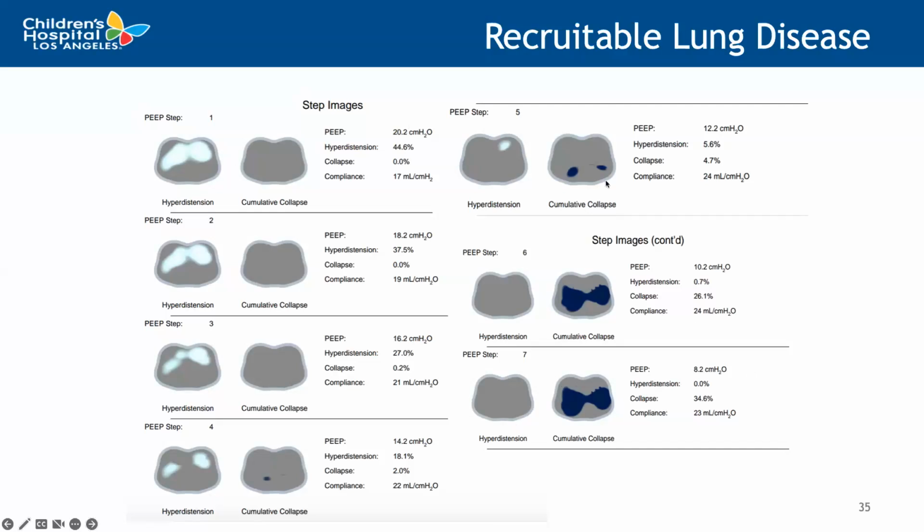And in doing so, they start to have quite a bit of lung collapse occurring at the lower PEEP levels. So even at a PEEP of 12, they're starting to have some collapse in those posterior areas of the lung, with a total collapse of about 35%, so pretty significant, suggesting that they may have more recruitable lung disease and may benefit from a higher PEEP strategy.